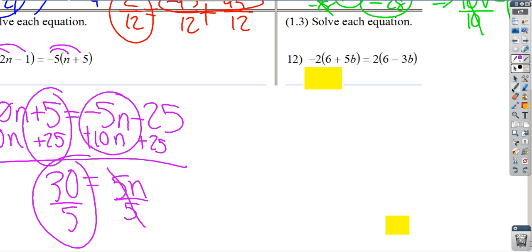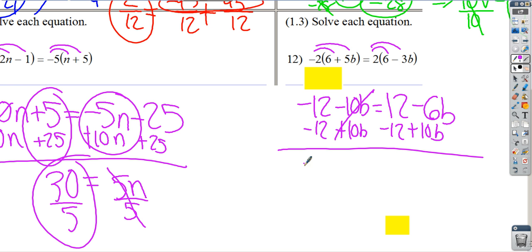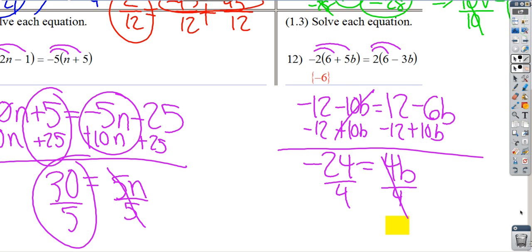Alright, one more, same idea, so let's distribute the negative 2, so that negative 2 times 6 is negative 12, negative 2 times 5b is negative 10b, or minus 10b, same thing. 2 times 6 is 12, 2 times minus 3b is minus 6b. Let's move all of these b's to a single side, and then we will move all the numbers to the other side. Negative 12 minus 12 is negative 24, and then negative 6b plus 10b would be equal to 4b. And then we divide by 4, and negative 24 divided by 4 should be negative 6.